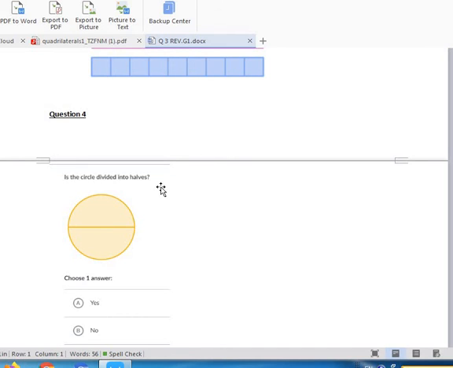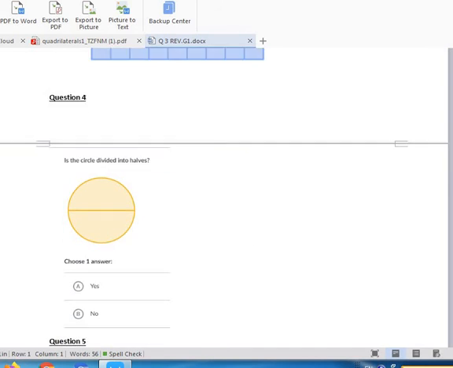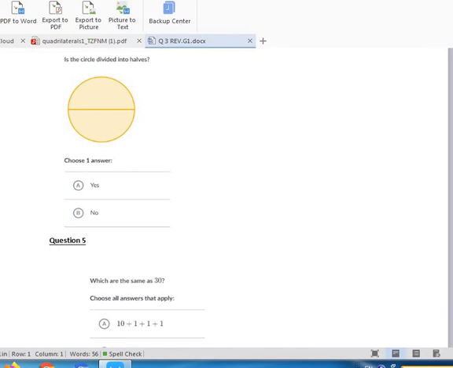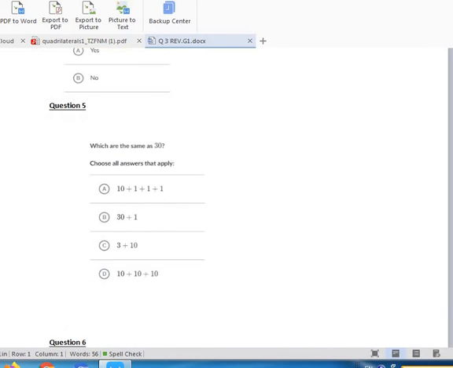Question 4. Is the circle divided into halves? Of course. Can you see it? Yes. So the circle is divided into 2 equal halves, which are the same as 30. Choose all answers that apply. Okay, choose the answers that give me 30.